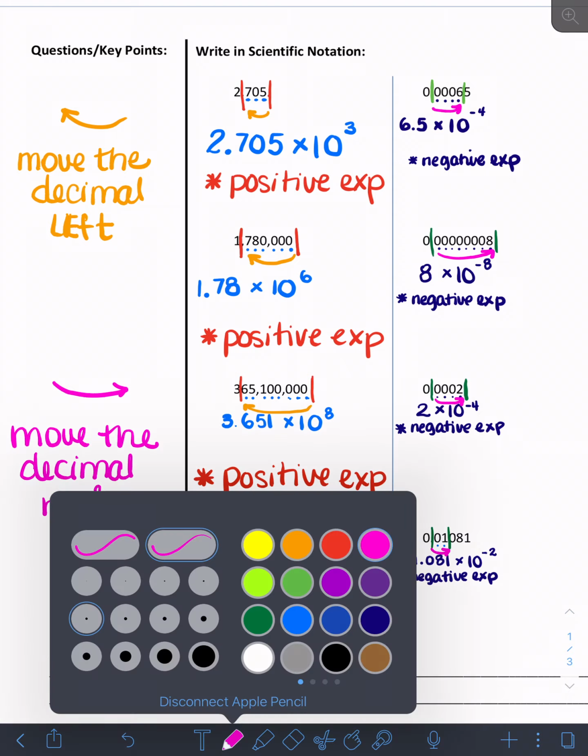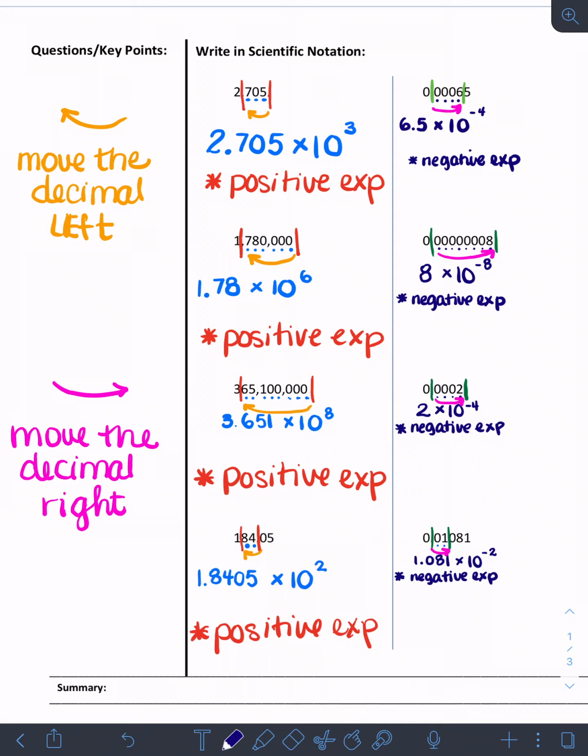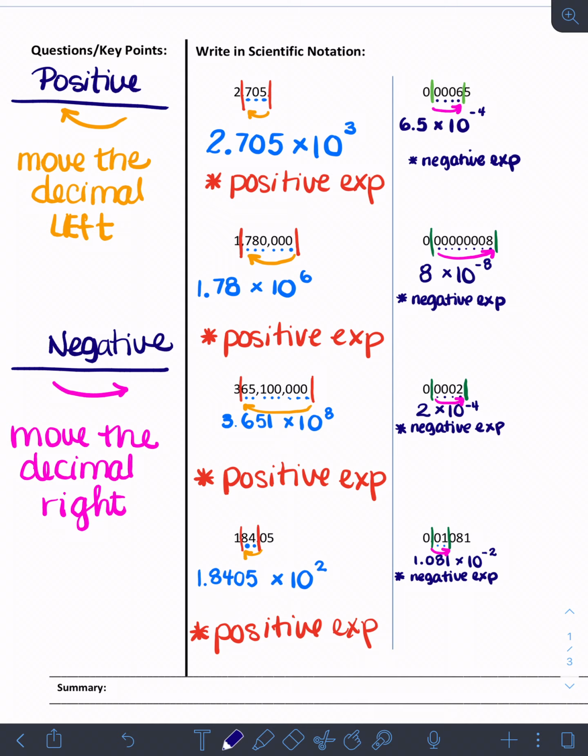So if you have a large number and you are trying to put it in scientific notation, you're going to move the decimal to the left. If you have a very small number and you're trying to put it in scientific notation, you're going to move the decimal to the right. So this is positive exponents, negative exponents. Now what you're going to do is try going through the guided practice on your own.